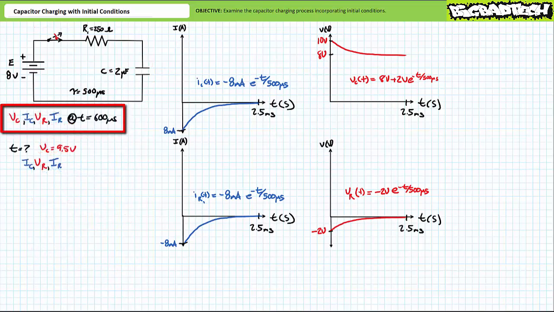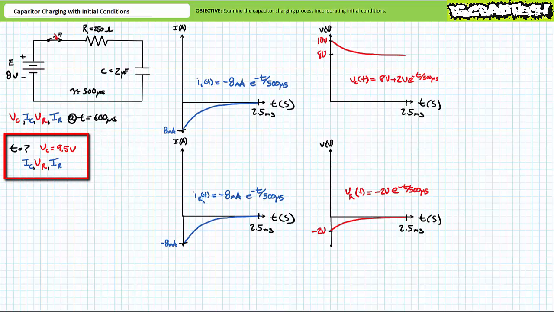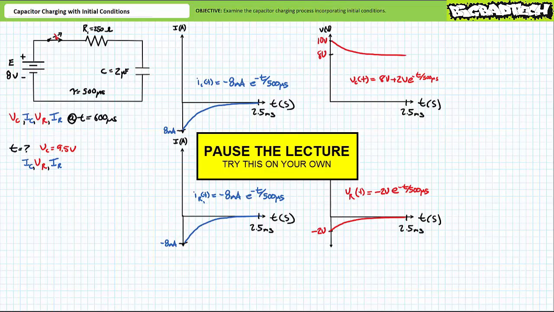As a remaining exercise to the viewer, I invite you to solve for the instantaneous voltage across the capacitor, current through the capacitor, voltage across the resistor, and current through the resistor at time t equals 600 microseconds. Additionally, see if you can determine what time the capacitor reaches 9.5 volts. At this time, see if you can determine the instantaneous current through the capacitor, the voltage across the resistor, and the current through the resistor. By all means, pause the lecture and try this on your own.